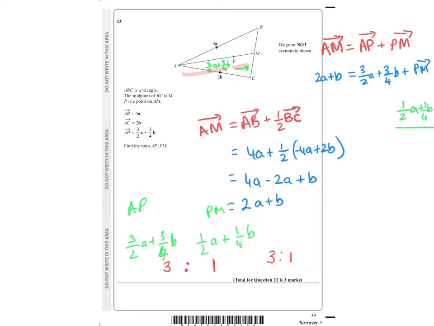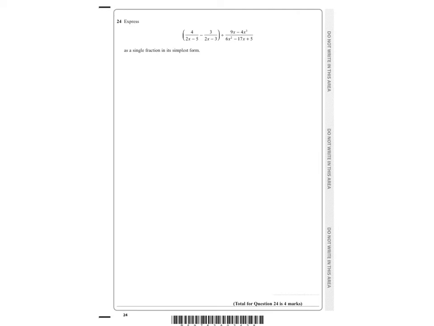Okay, moving on. Algebraic fractions. This one was a bit of a sneaky one, really, because it's got a cubic in it, but don't panic. The first thing we should always remember is BIDMAS. It's always BIDMAS. So we're going to start with the brackets first: 4 over 2x minus 5 minus 3 over 2x minus 3.